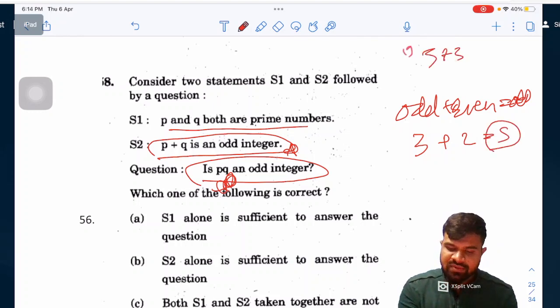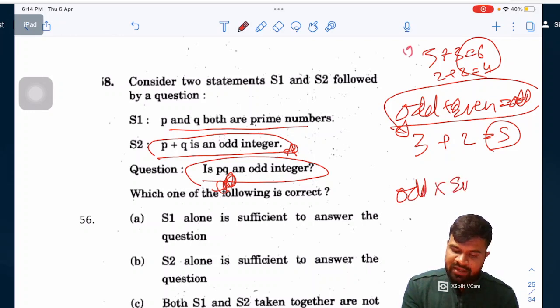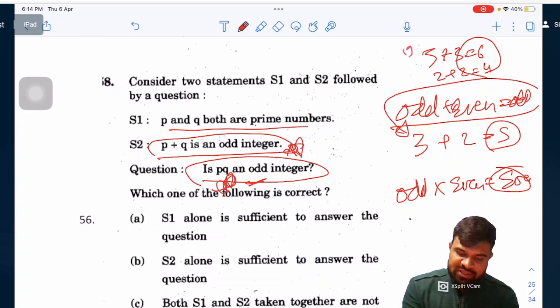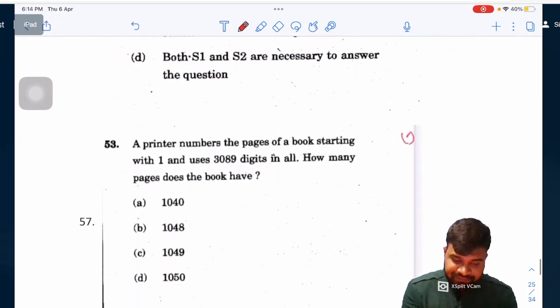Something like 3 plus 3 is equal to 6. 2 plus 2 is also equal to 4. Both are even. So odd plus even can give us odd, and we know that odd multiplied by even is always even. So PQ is not an odd integer. Based on the second statement only we can say that. With prime numbers we cannot say anything, but with this second statement we can say this thing.